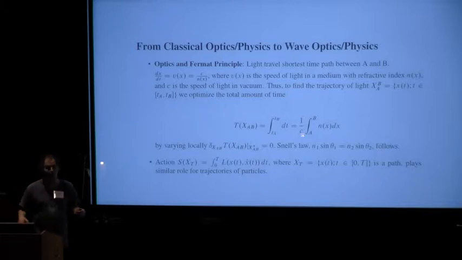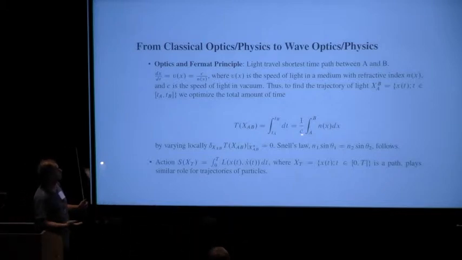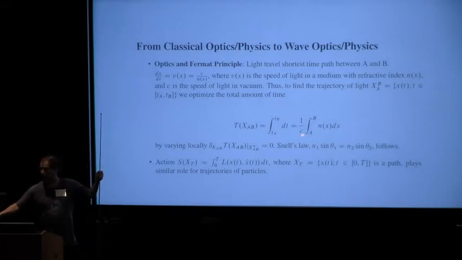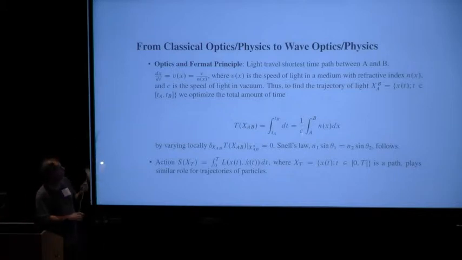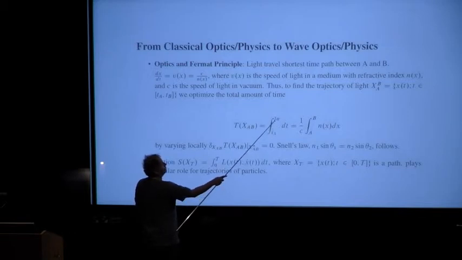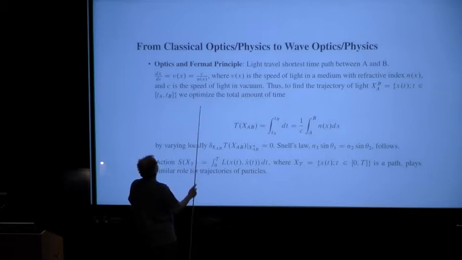to optics. In optics there was the Fermat principle. The Fermat principle is that light travels the shortest amount of time between A and B. If it travels the shortest amount of time, then we take the integral of time to go from A to B. Because of the velocity, there's a medium, so the medium has a refraction index, and the light velocity in the medium is the speed of light divided by the refraction index.